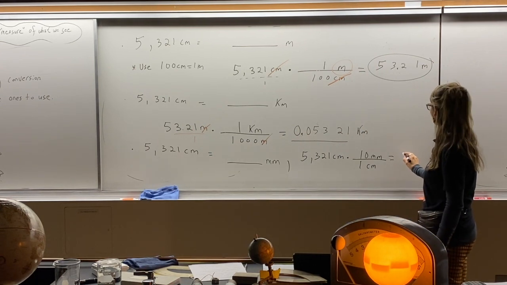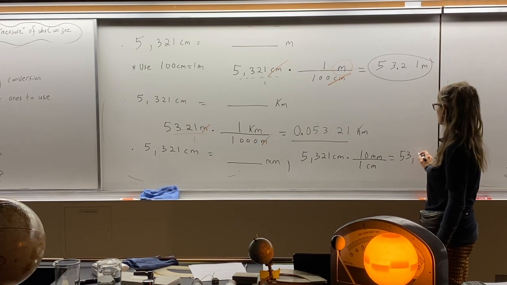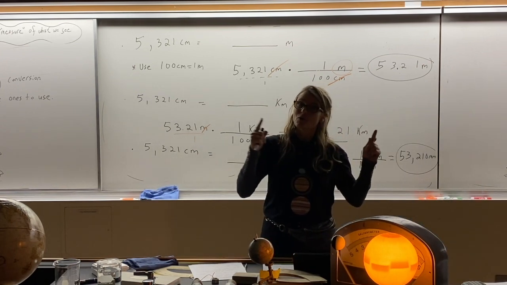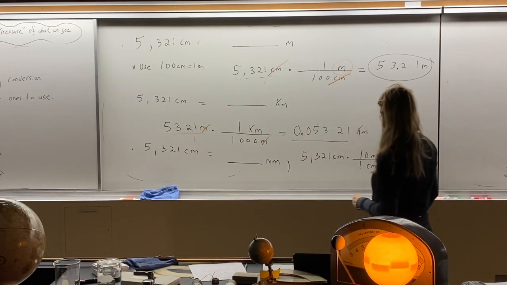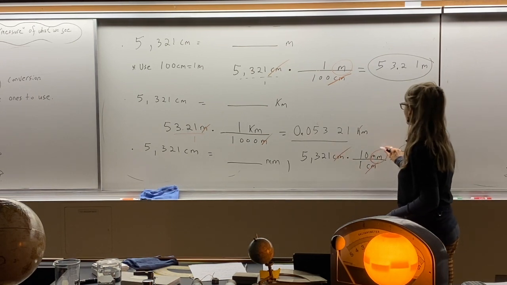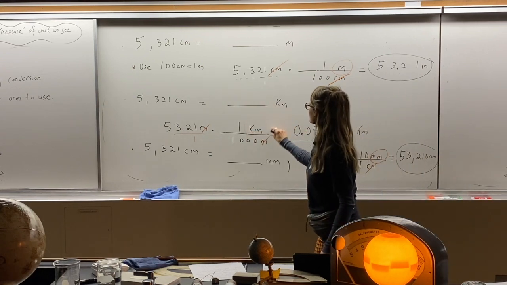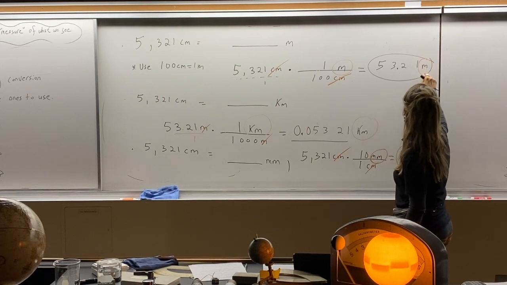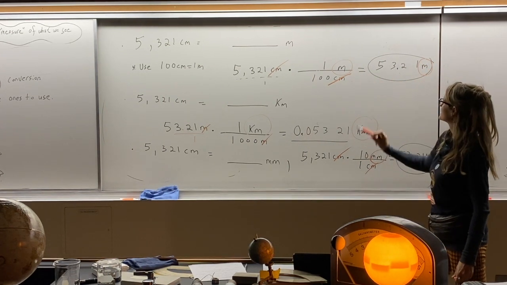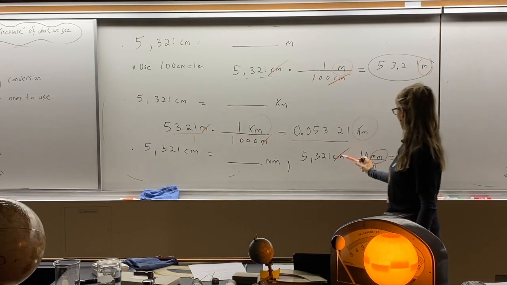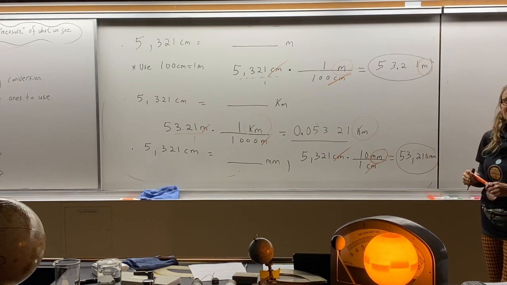And that will give me a value of 53,210 millimeters. It's a smaller unit of measure, so we're going to need a lot more of them to make that space up. And the idea again was, what do I need to get rid of, and what do I want to introduce here? Notice these need to match up. Get meters to get meters. Cancel these out, cancel these out to get kilometers, cancel these out to get millimeters. And that's how it works.